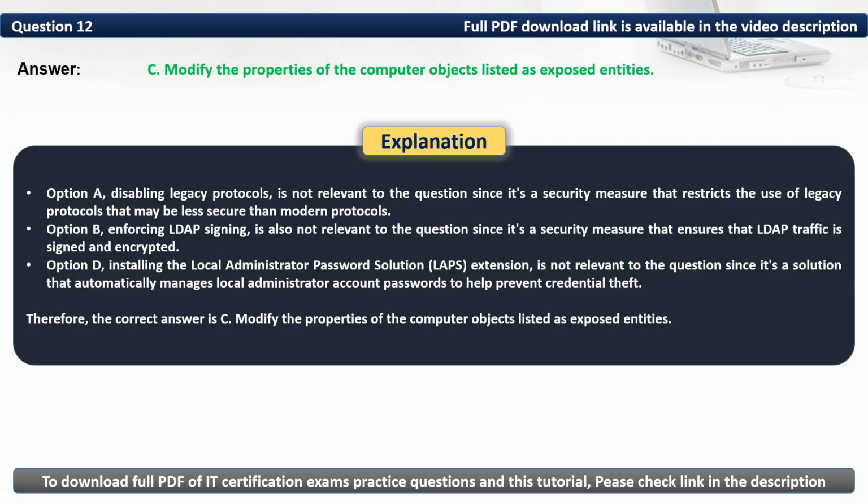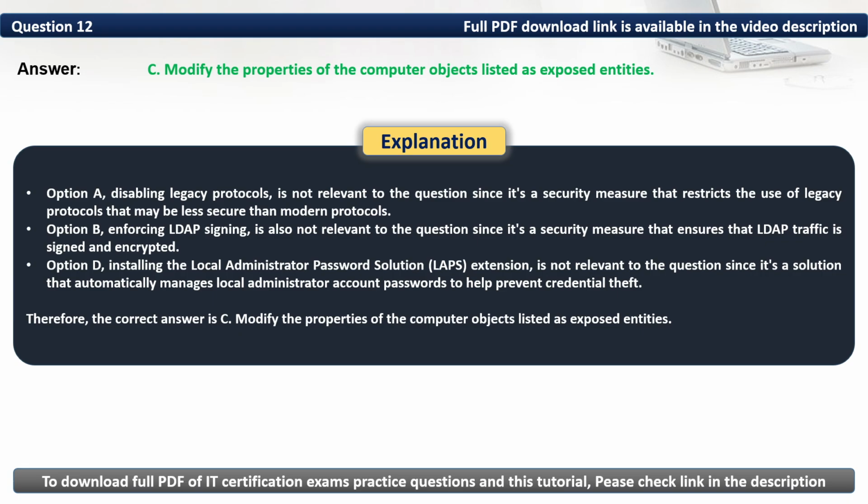Option A, disabling legacy protocols is not relevant to the question since it is a security measure that restricts the use of legacy protocols that may be less secure than modern protocols. Option B, enforcing LDAP signing is also not relevant to the question since it is a security measure that ensures that LDAP traffic is signed and encrypted.